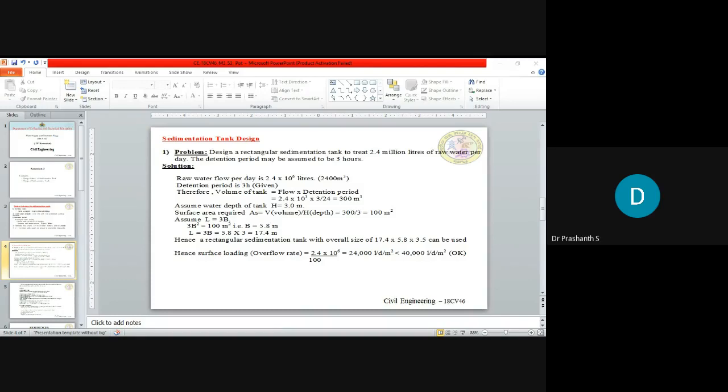So using this equation, volume of a circular tank V is equal to d square into 0.011 d plus 0.785 h, we can calculate the dimension of the circular tank easily.